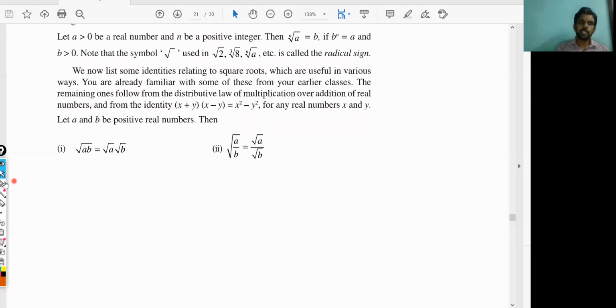Root of AB is root of A multiplied by root of B. Nothing else can be done. Similarly for division also, you cannot simplify further, right? If you have a common factor between A and B, yes, you can simplify. Other than that, you cannot simplify further. If the HCF of A and B is 1, you cannot simplify further, right?